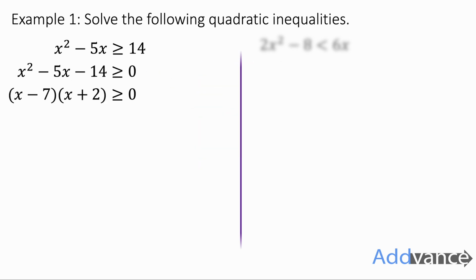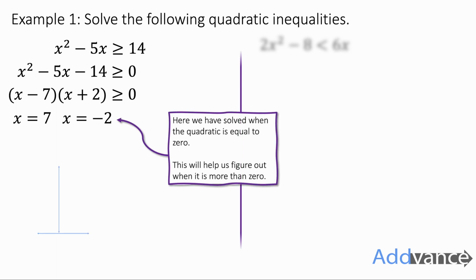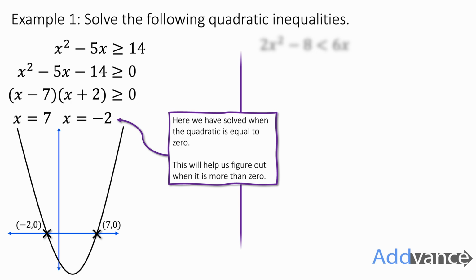We factorise it, and we get this. And this tells us the quadratic is equal to 0 at x is 7 or x is equal to minus 2, the opposite of the brackets. Now we have solved the quadratic equation. This will help us figure out when it is above and below 0.